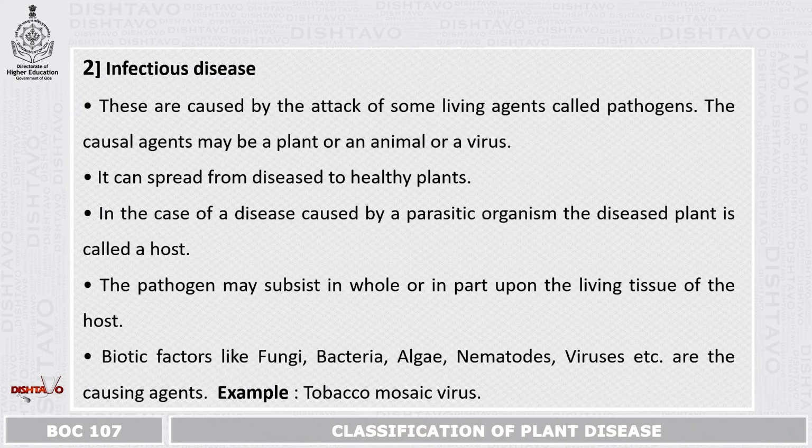Second is infectious diseases. These are caused by the attack of some living agents called pathogens. The causal agents may be plants or animals or viruses. It can spread from diseased to healthy plants. In the case of a disease caused by a parasitic organism, the diseased plant is called the host. So the pathogen may subsist in whole or in part upon the living tissue of the host.